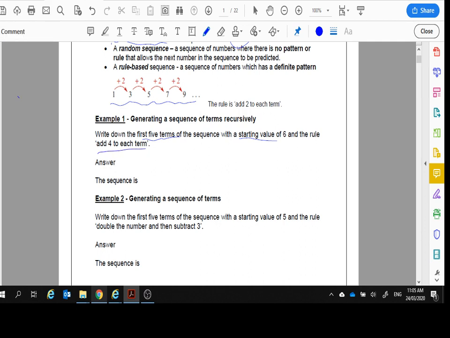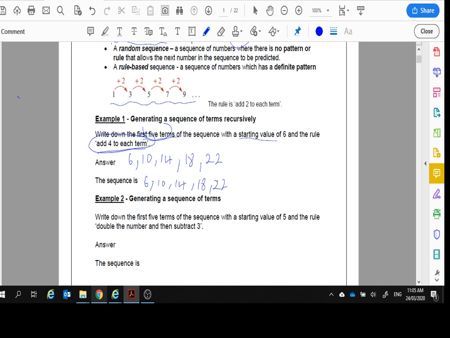Okay, so 6. I've got to add 4 to this one, because that's what it says, add 4 to each. Add 4 to 6, I get 10. Add 4 to this one, I get 14. Add 4 to this one, I get 18. Add 4 to this one, I get 22. So I have 6 numbers. They wanted 5, so I'll just write my answer: 6, 10, 14, 18, 22.